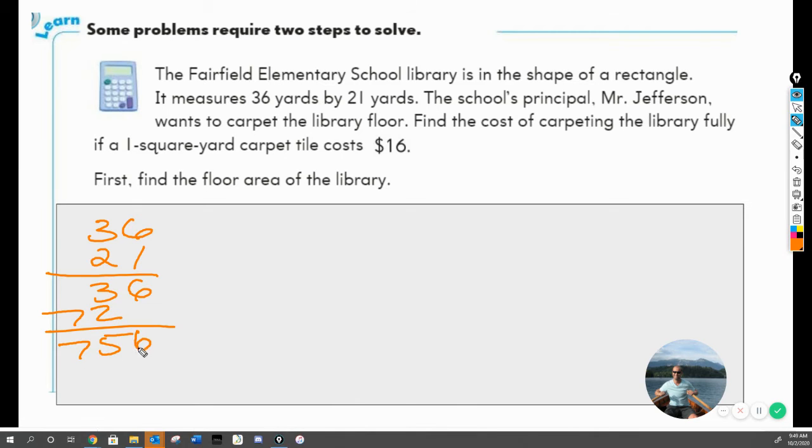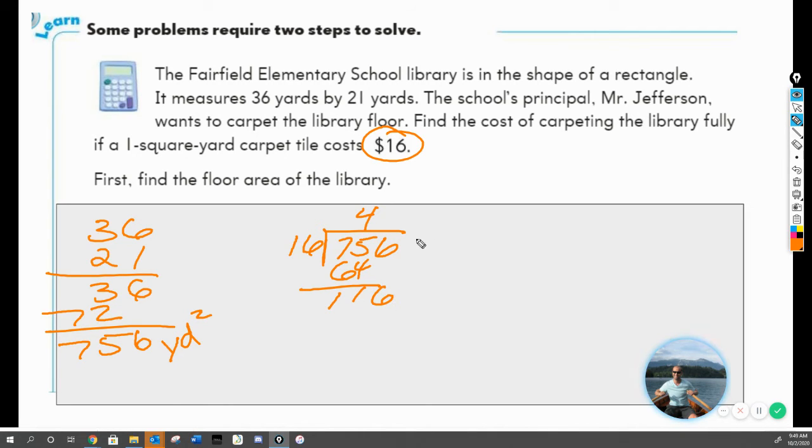756. I have 756 square yards of carpet. Then each one of those costs $16, which, that's not bad. That's actually cheap carpet. Probably not going to last very long. 756 divided by 16. 4 times 16 is 64. Oh, look at this long division we need to use. How unfair.